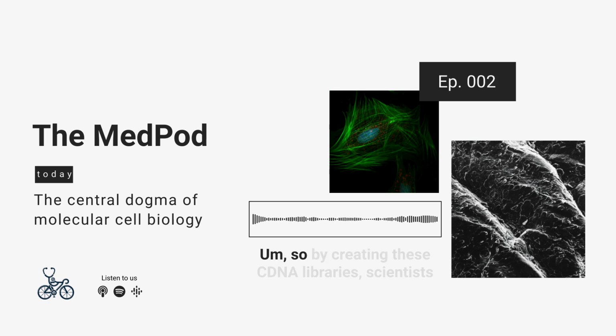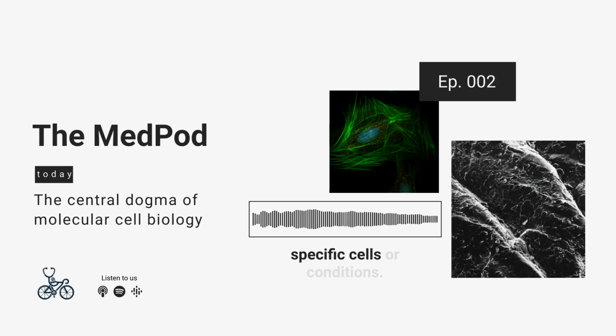Oh. So by creating these cDNA libraries, scientists can really focus on the genes that are turned on in specific cells or under certain conditions. So it's a way to narrow things down. Exactly. Okay, that makes sense. Yeah, super useful for studying gene expression patterns.